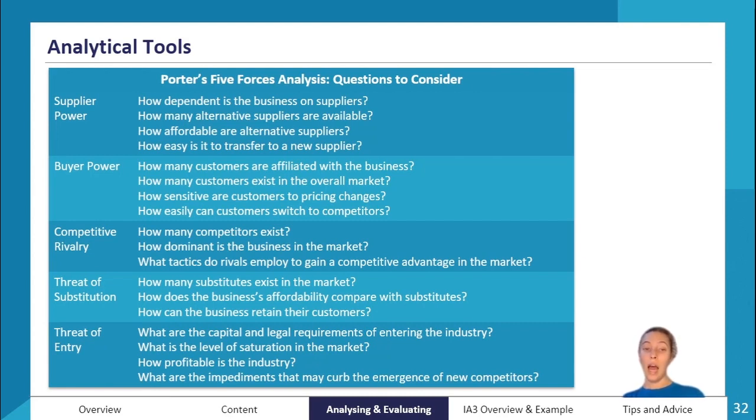Threat of substitution, how many substitutes exist? How can the business retain its customers? And how does the business compare to those potential substitutes? And it can be in terms of affordability, but it can be in terms of other things as well. Customer satisfaction, its reputation for customer service and being ethical, and all of those other things that go into our decision making when it comes to choosing one business over another, or choosing to leave one business for another.